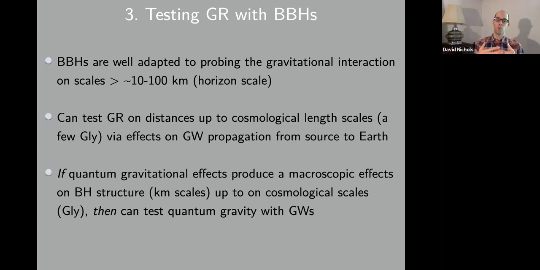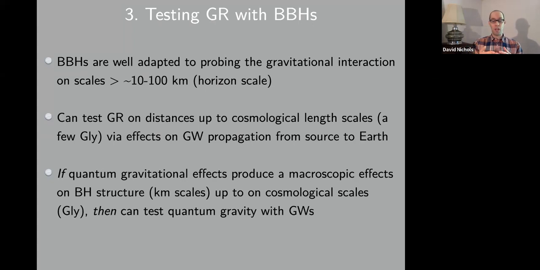So one can also look for deviations, or another way of saying it is testing the predictions of general relativity on length scales that are quite long. So these cosmological kinds of length scales.